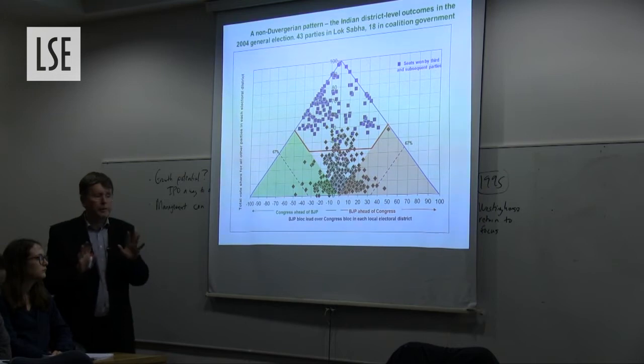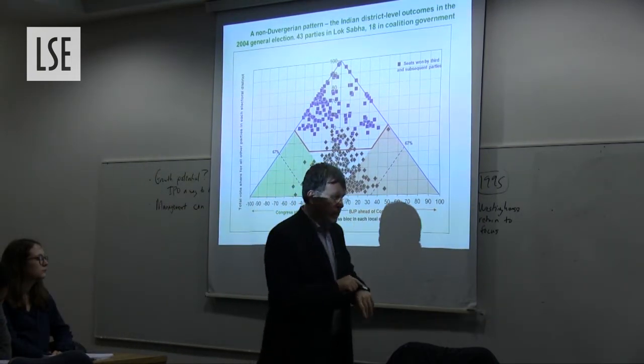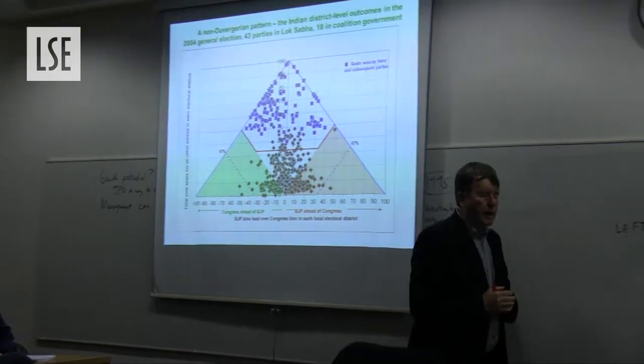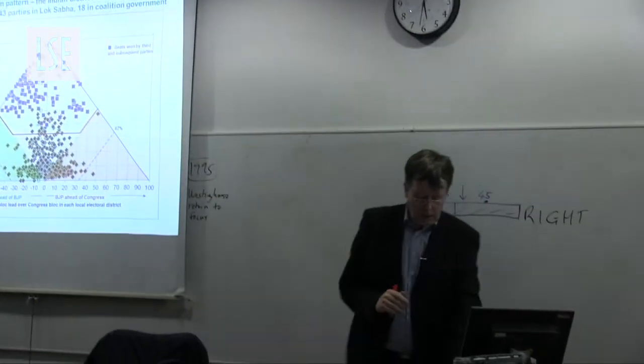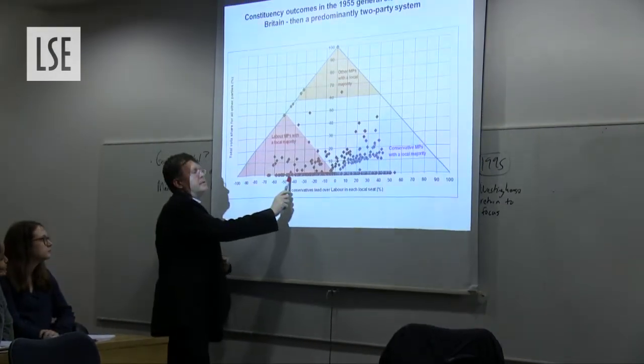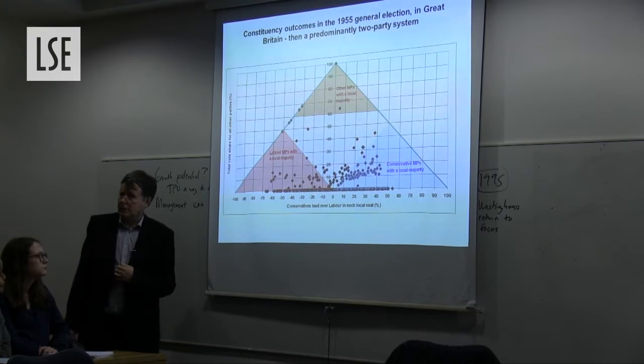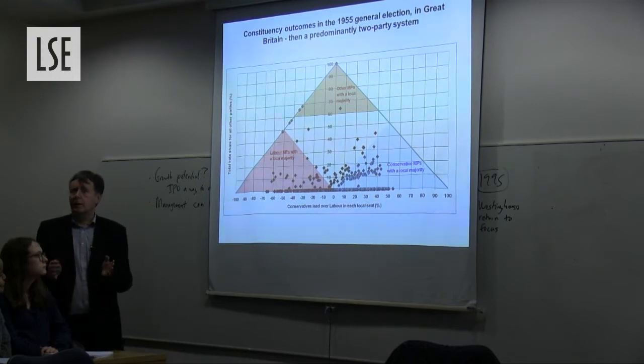So that gives you two different plurality rule systems, and we're going to think about, well, how does Britain compare? And let's start back in the 1950s, 1955, the height of two-party politics in Britain. And you can see that there are a very large bunch of seats right down here where there's just votes for the two parties. There's no votes for any other party.